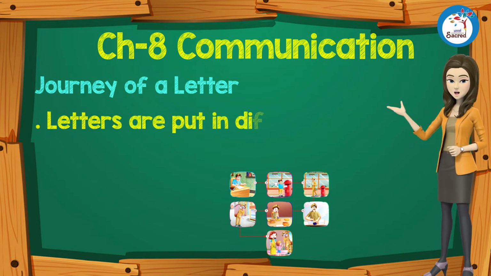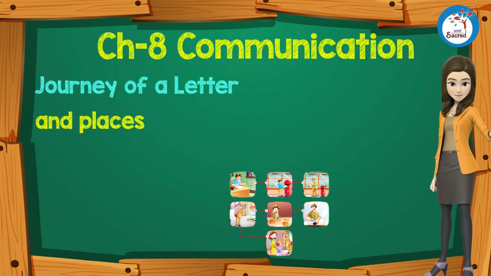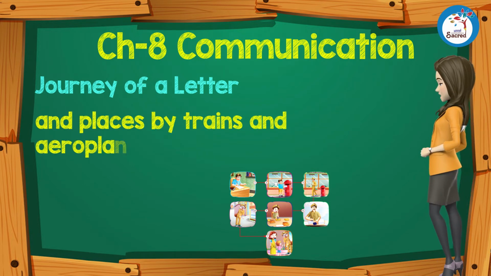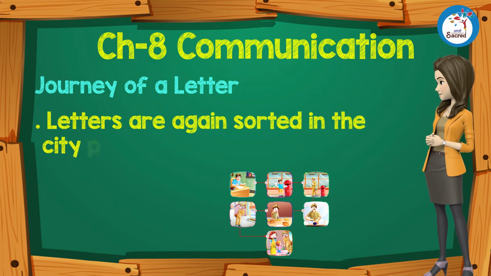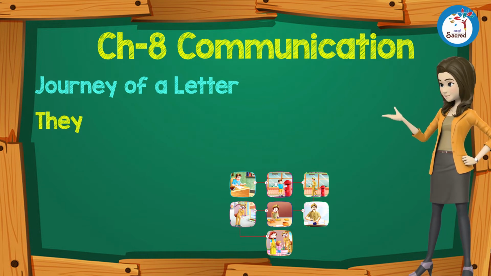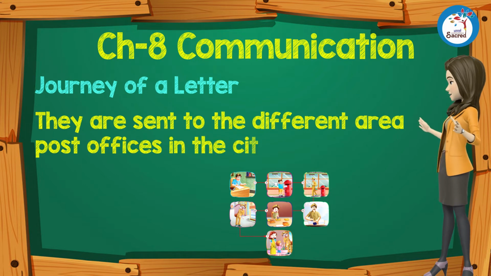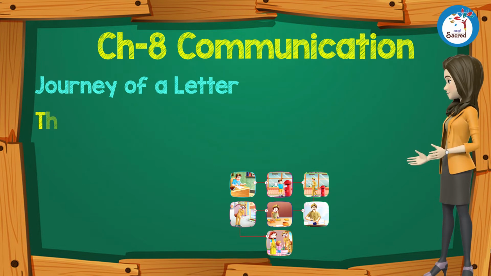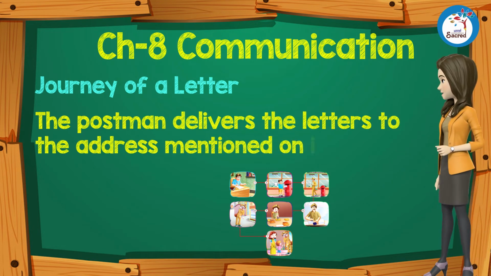Letters are put in different bags and sent to specific states and places by trains and aeroplanes. Letters are again sorted in the city post office according to the areas. They are sent to the different area post offices in the city by a mail van. The postman delivers the letters to the address mentioned on it.